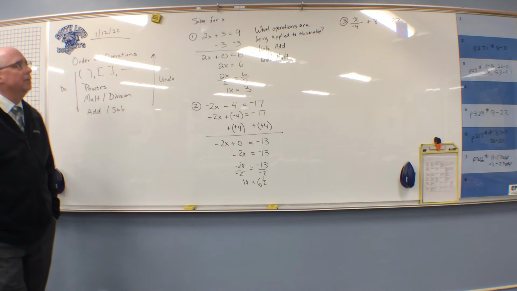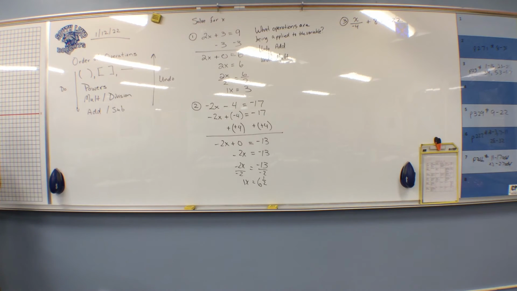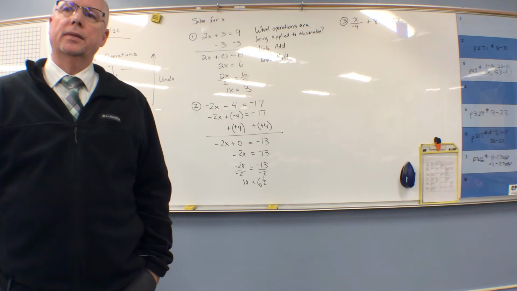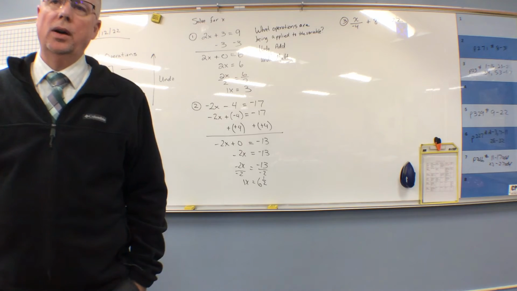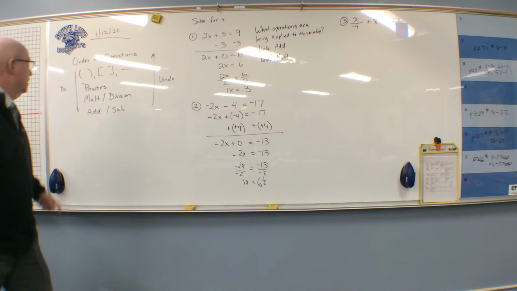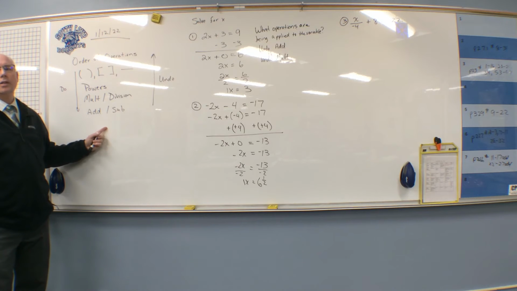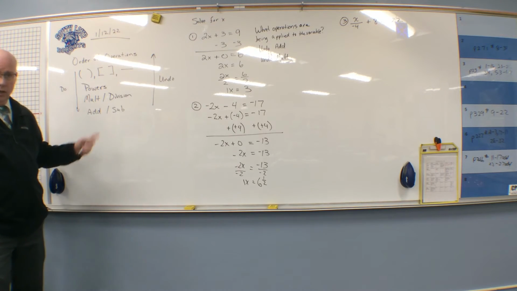Tater, what operations are being applied to the variable? Addition and division. What do I undo first, Noah? Division. Try again, Noah. Look, this is how we do the order of operations, and this is how we undo them. What's undone first? Addition or subtraction, right? In this case, addition. Do you understand that?